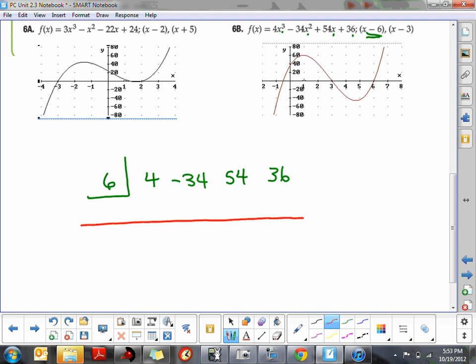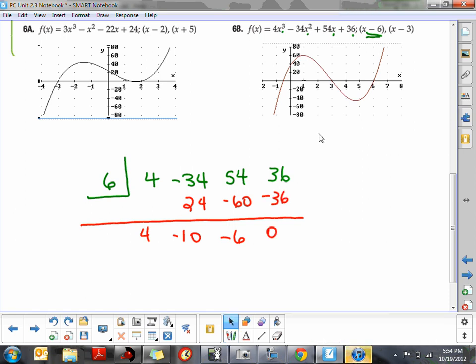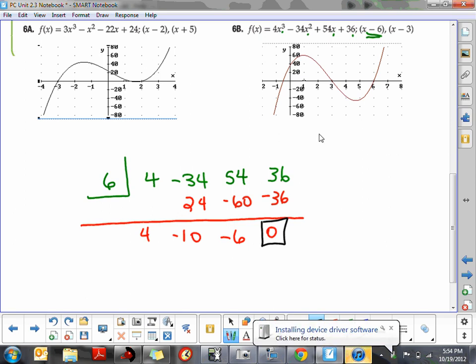So always start the process by bringing down your first number, then it's multiplication, add. 6 times 4 is 24, add to the negative 34, that gives us a nice, neat negative 10. 6 times negative 10 is a negative 60. Negative 60 plus 54 is a negative 6. 6 times a negative 6, that's a negative 36. When we add, we get a remainder of 0. Oh, that's awesome, because I got a remainder of 0. I know that x minus 6 has to be a factor.